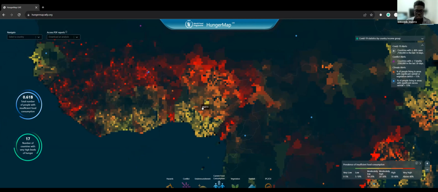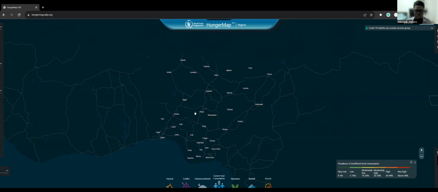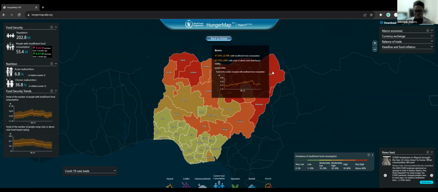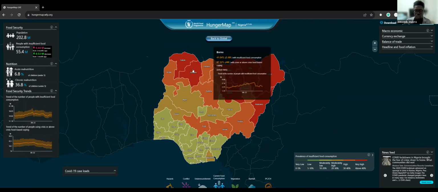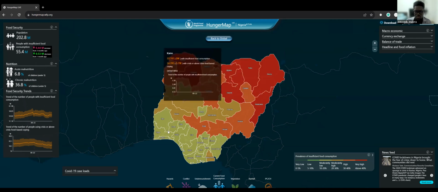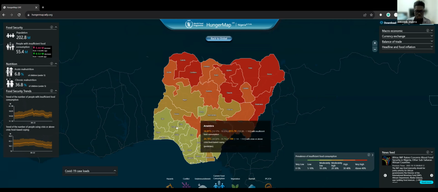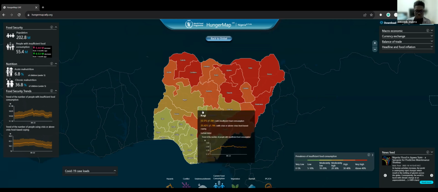So that's why it depends on what you want to communicate. If you want to communicate different information, say land use, land cover, of course you have to use raster information. So this is for Nigeria. There's a very high insufficient food consumption towards the north, and then we have very low insufficient food consumption towards the south and FCT.